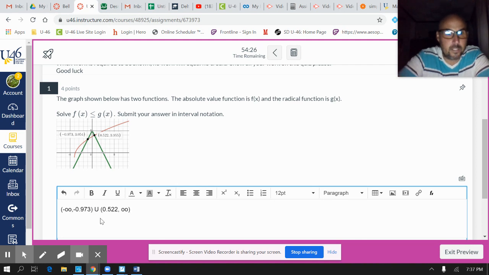Negative infinity to negative 0.973, always the x values, and then skipping over the x values that produce these y values, and then picking up again at this x value, 0.522, and going off forever. This is very, very close to correct, but negative infinity is not accurate because the radical function doesn't have a domain that goes to negative infinity. The radical function begins at -4. So the correct answer was really everything from -4 to negative 0.973, and then 0.522 to infinity.